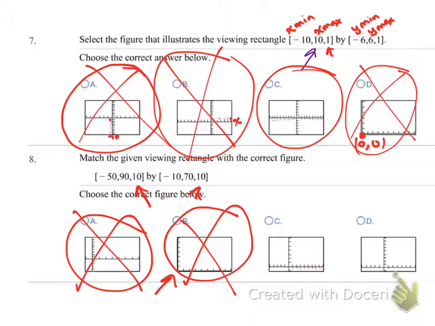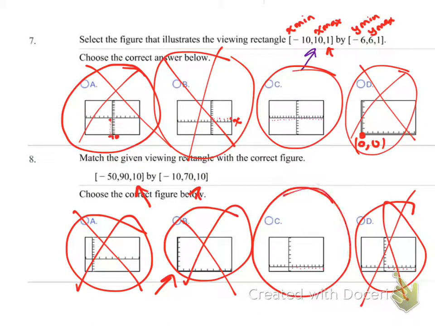1, I should be counting by tens. 10, 20, 30, 40, 50, 60, 70. So the x maximum for D is 70 and not 90. Therefore, this doesn't work, and the only one that works is C.